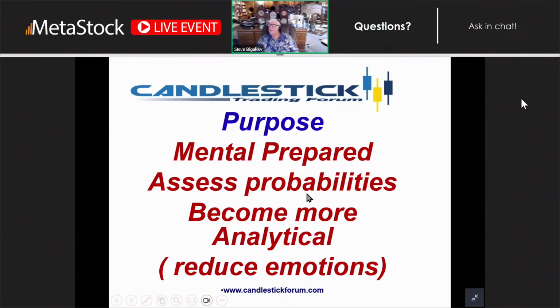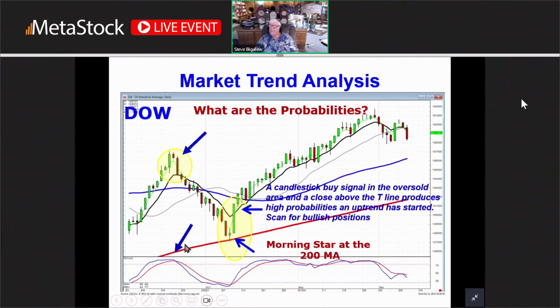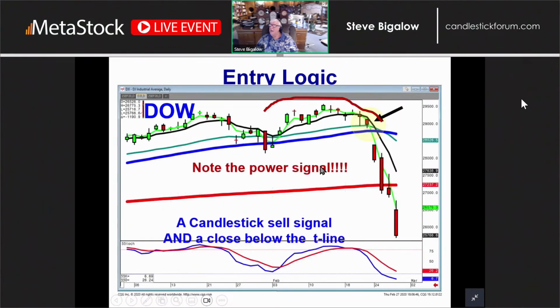So that's what the graphics candlesticks allow you to do. So the first thing you want to do is analyze the chart. We can see the signals and patterns. An evening star signal, a morning star signal. A morning star signal smack dab off the 200. How long does this uptrend last? Until you see that sell signal to close below the T-line.